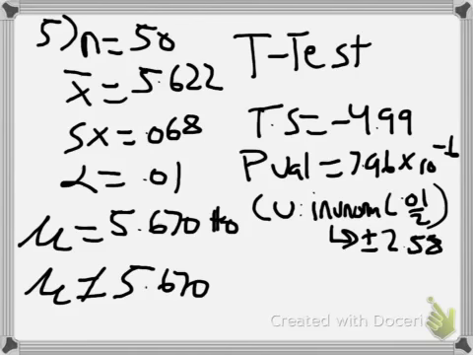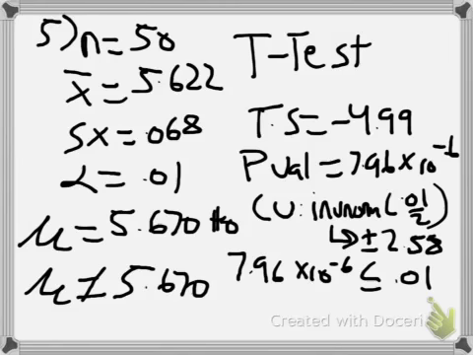So from there, using the p-value method, 7.96 times 10 to the negative 6 is obviously less than the alpha, the significance level, of 0.01, so we can assume that this is a reject as our initial conclusion.